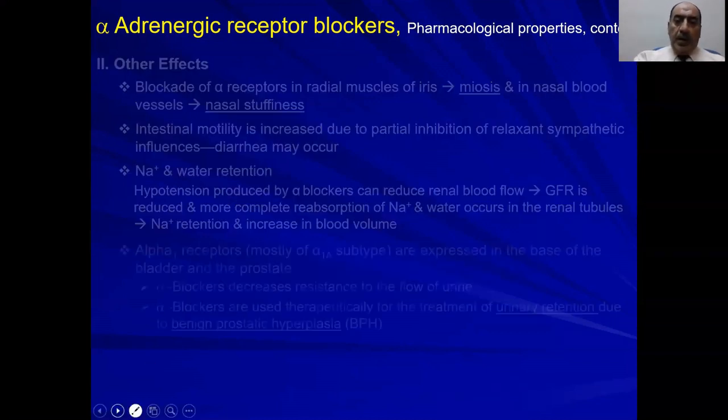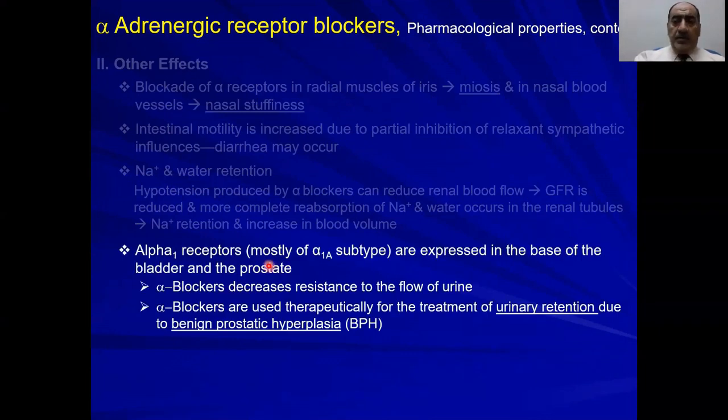Regarding the bladder and the prostate, the alpha 1A receptor subtype is specifically expressed at the base of the bladder and the prostate. So if you use alpha blockers, they reduce the resistance to the flow of urine, and so the patients who have benign prostate hypertrophy, who usually have urinary retention, will benefit. If you use these drugs, the alpha blockers, they will facilitate urination.